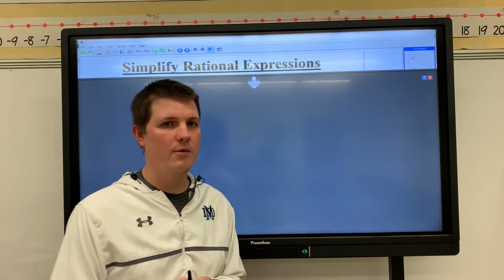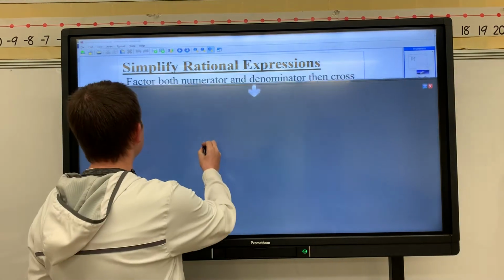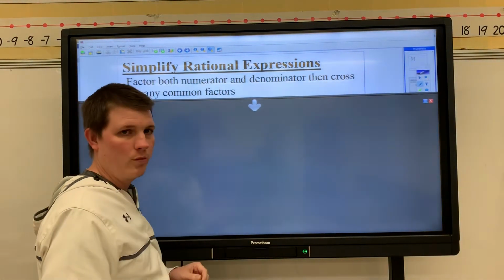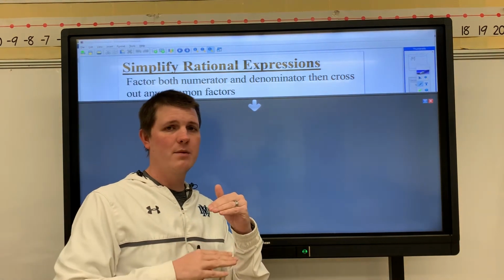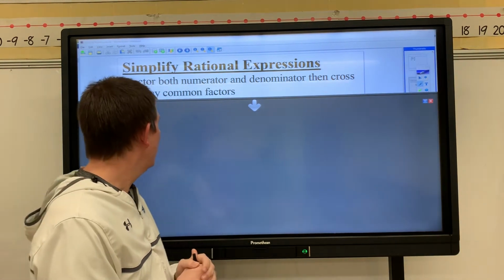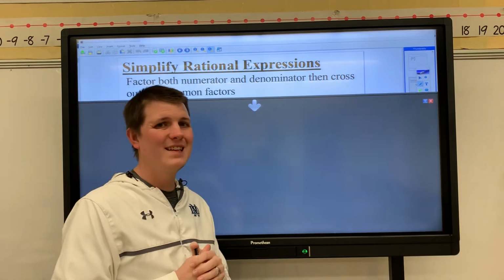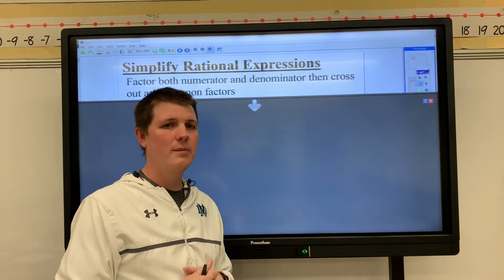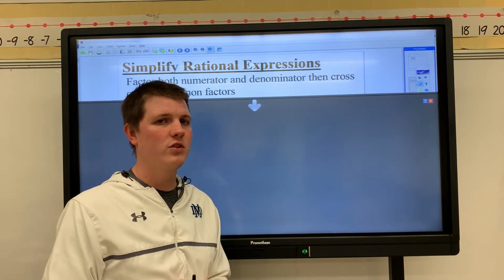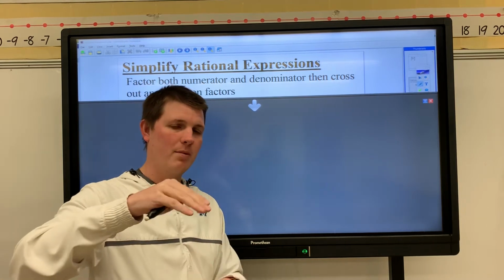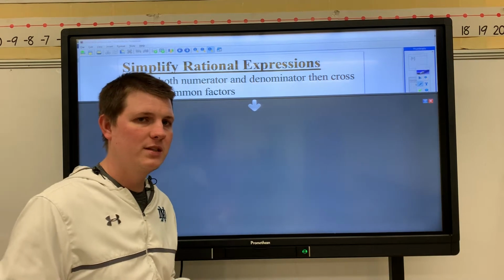So how do we simplify rational expressions? You are going to factor both the numerator and the denominator. So take the top and factor it, take the bottom and factor it. And then we're going to cross out any common factors. So anything that's common on the top and on the bottom, we are going to cross out once it's factored. But the first thing you have to do is factor both top and bottom. So let's look at some examples.